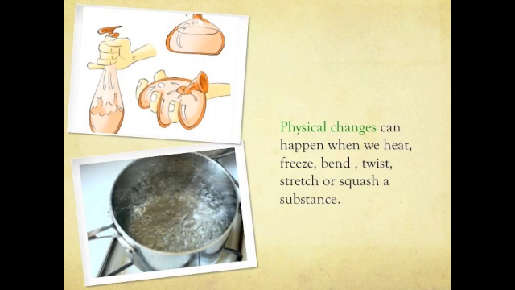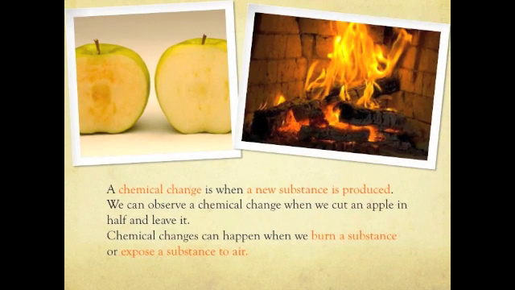Physical changes can happen when we heat, freeze, bend, twist, stretch, or squash a substance. A chemical change is when a new substance is produced. We can observe a chemical change when we cut an apple in half and leave it. Chemical changes can happen when we burn a substance or expose a substance to air.